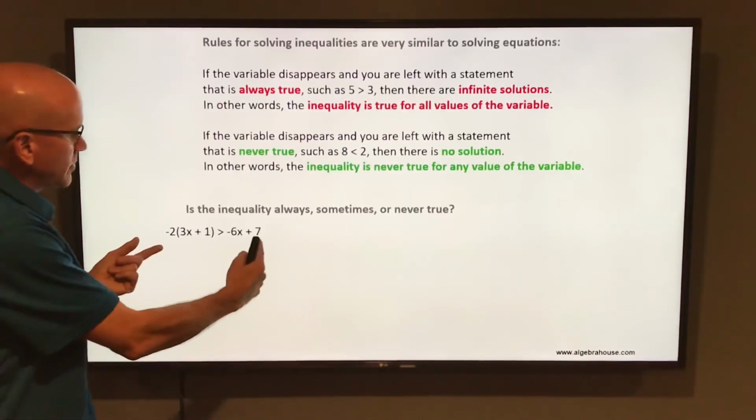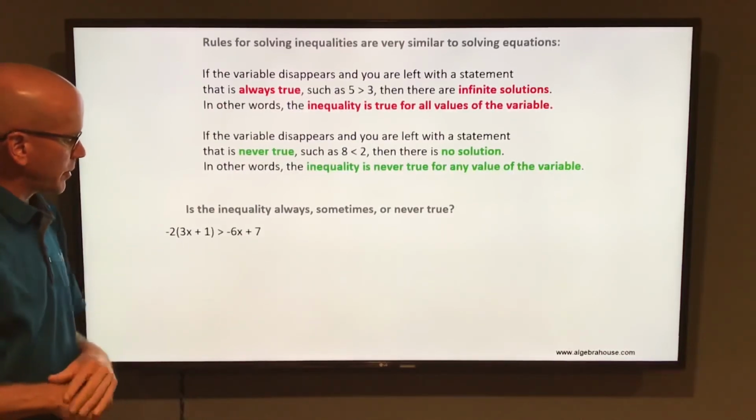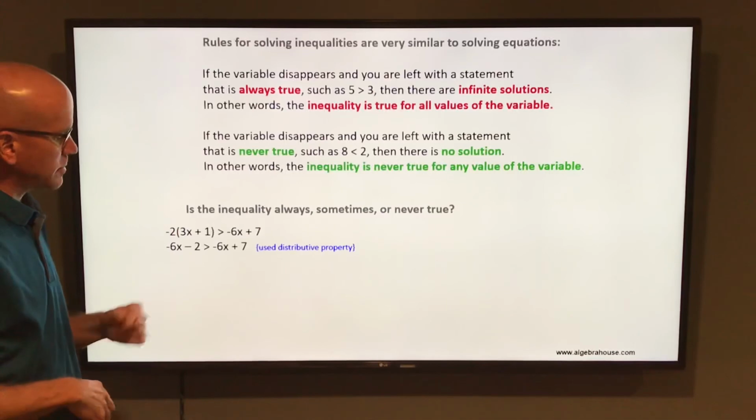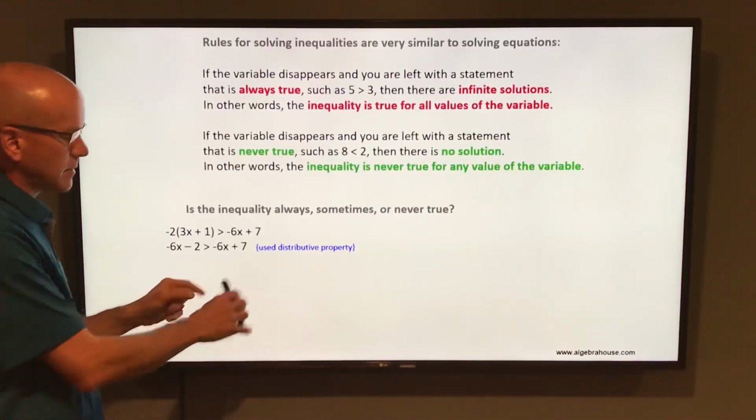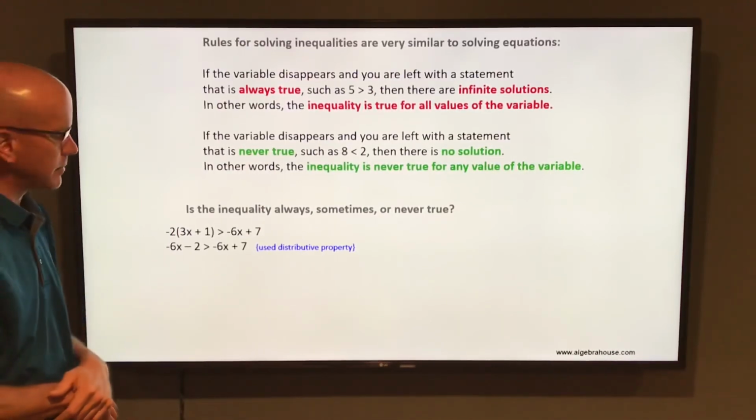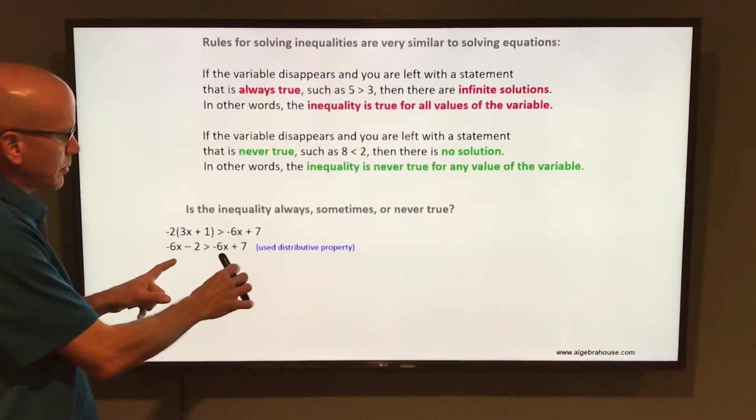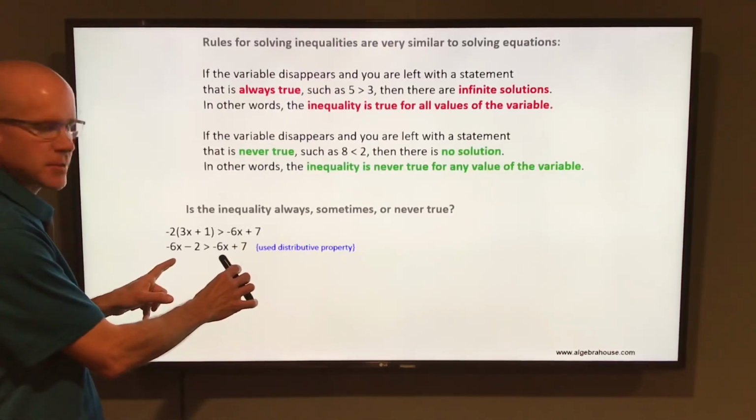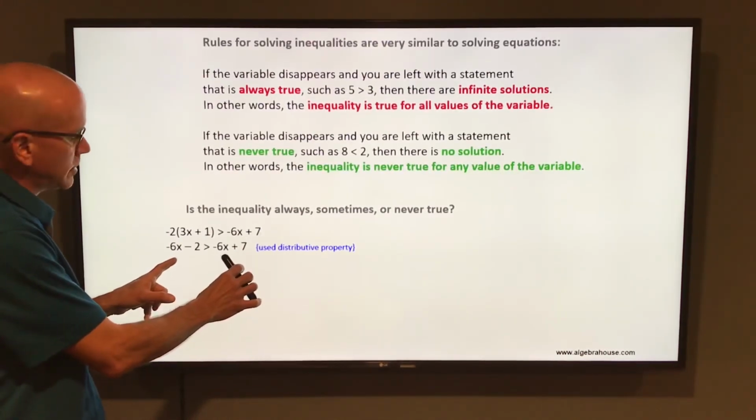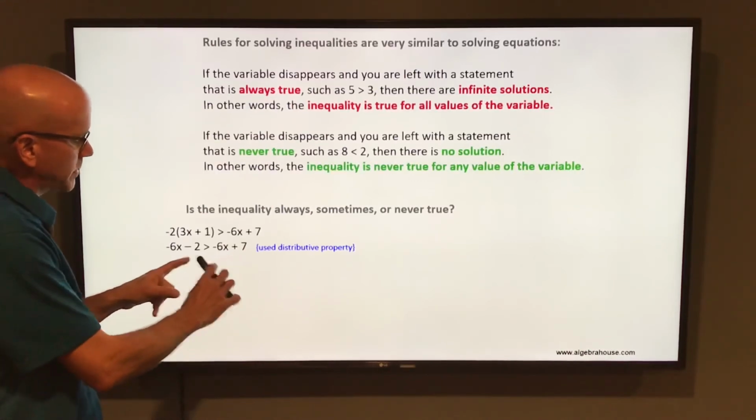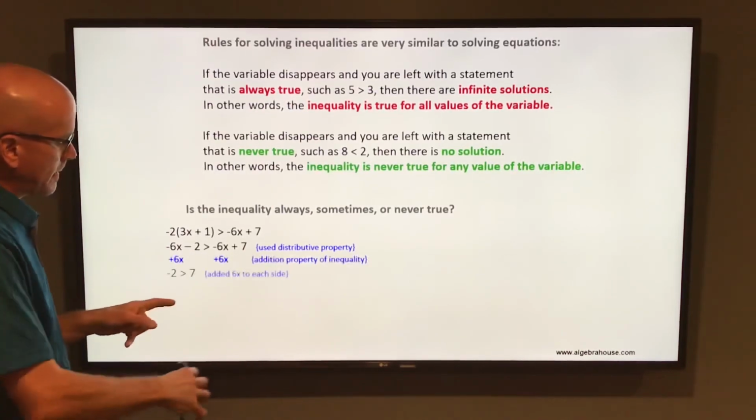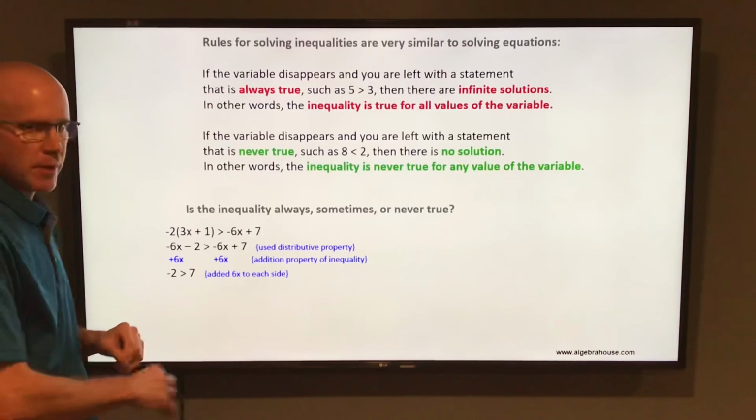So if we go to solve this for x, use distributive property with the negative 2, makes that negative 6x minus 2 on the left, and on the right is greater than negative 6x plus 7. Now your next step would probably be to get the x's to one side. So if you go to combine the x's, in other words, add 6x to both sides, we would end up with negative 2 is greater than 7.